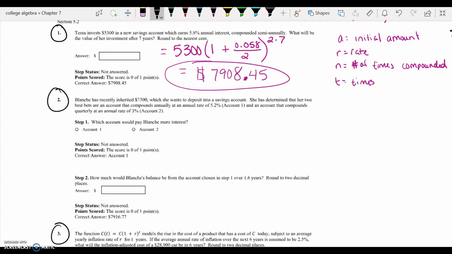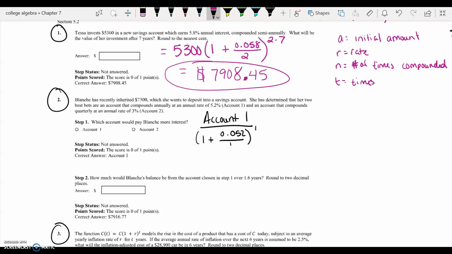Number 2, it says she inherited $7,300. She wants to deposit into a savings account. She has 2 accounts that she can choose from. She wants to know which one's the best. So account 1, in order to figure out which one's the best, here's what you do. You take 1 plus my interest rate, which is 0.052, divided by annually means 1, and I'm going to take it to the first power.